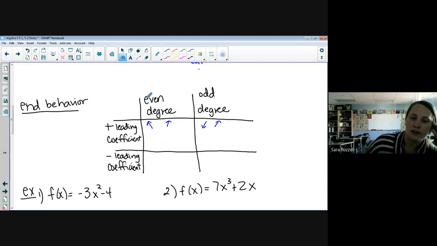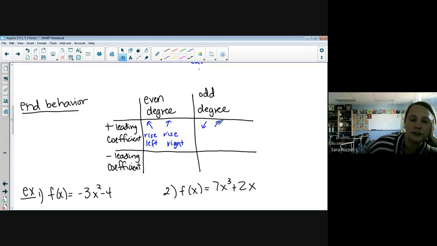Okay, so even degree polynomials, the ones we've talked about so far with the positive leading coefficient, both of our arrows are going up. So we write rise to the left. So the left arrow is rising. This is the left arrow. And we are also rising to the right. The right arrow is going up. The left arrow is going up.